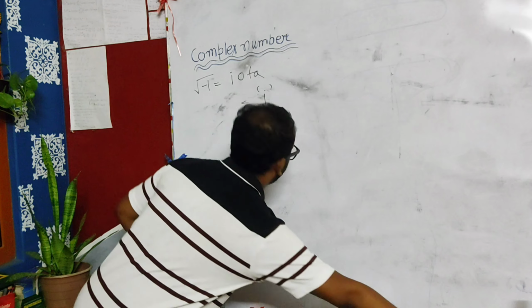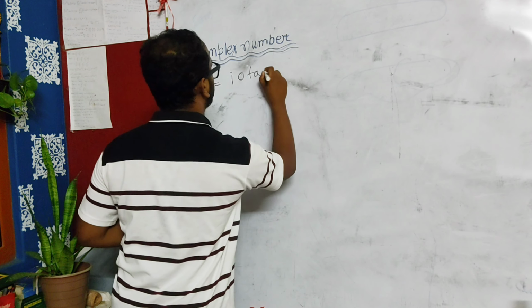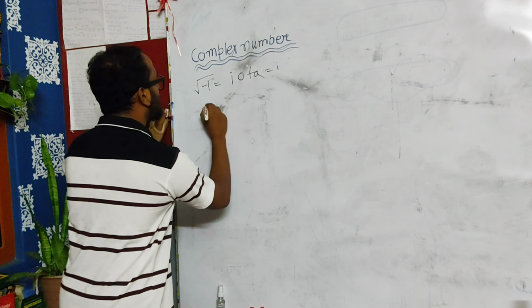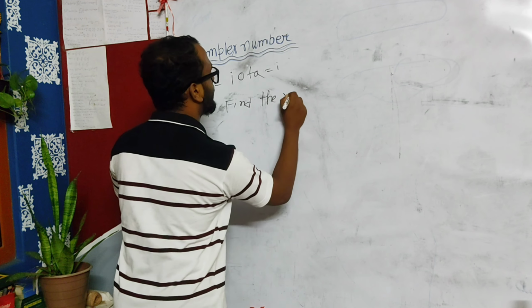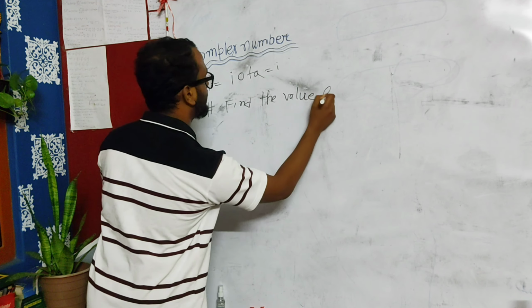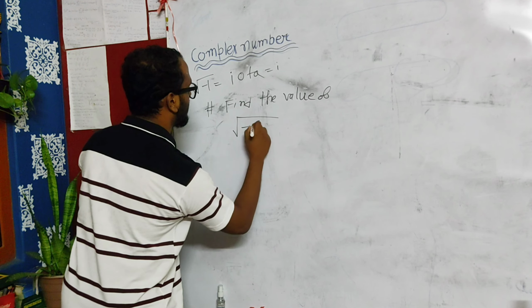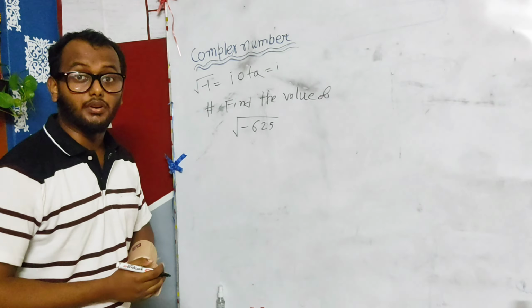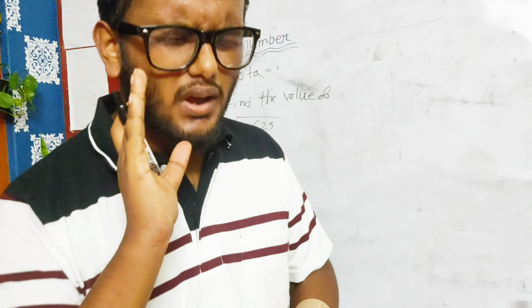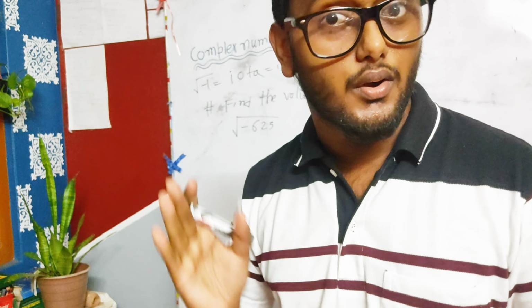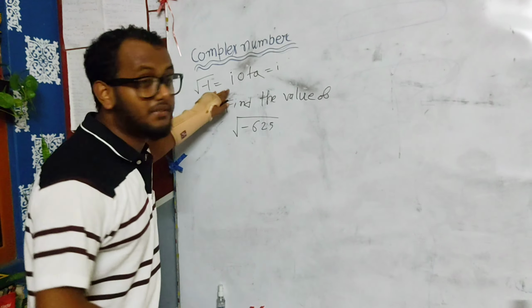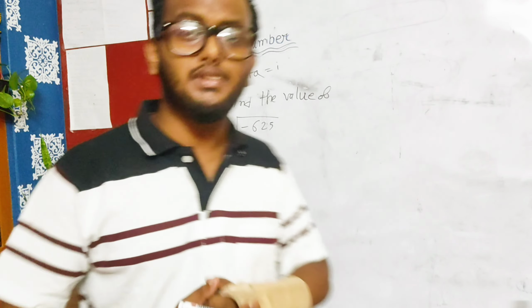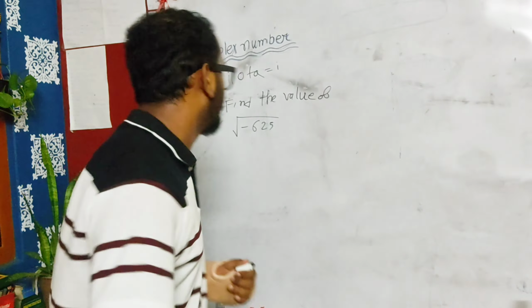Let's check this problem. In the question they have given, find the value of this. How can you find this one? We know square root of 625 is 25. But what about this minus? We are going to take the help of this iota. How? Do you want to see? Come.